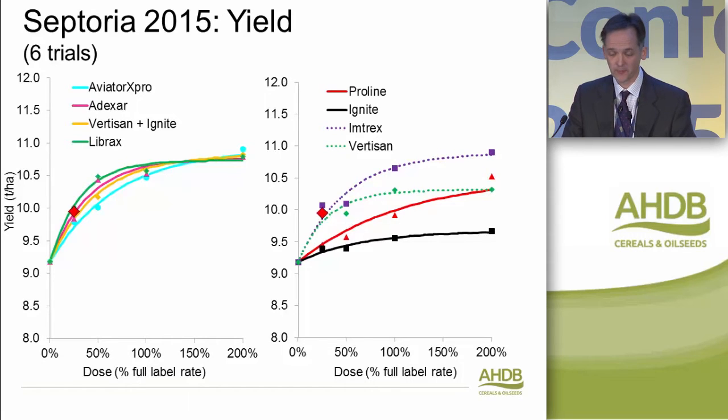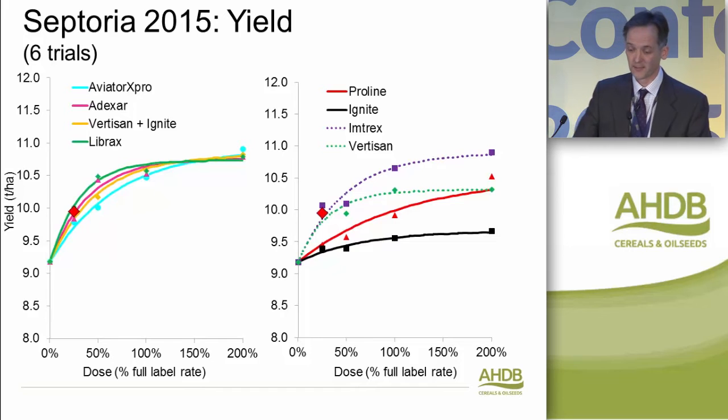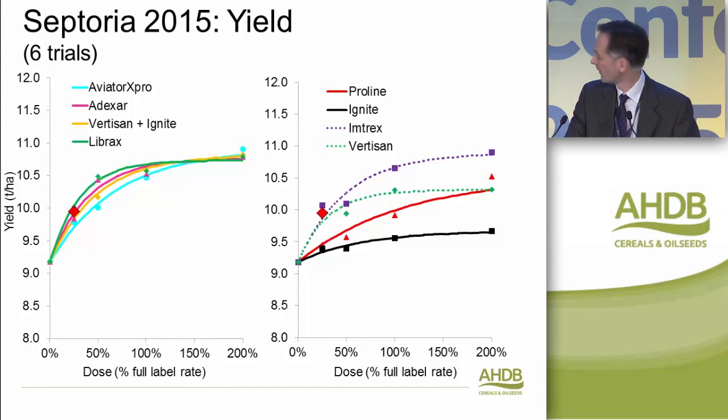If we look at the yields from those trials, usually these are a reasonable inverse of what we've seen in terms of disease control, but I think it helps to reinforce that we are seeing something slightly different between Proline and Ignite on the right-hand side here. A bit more separation there in yield. But clearly the SDHI is looking very strong, and the SDHI mixtures as well, exactly where we'd expect to see them, and very similar in their efficacy, dose for dose.